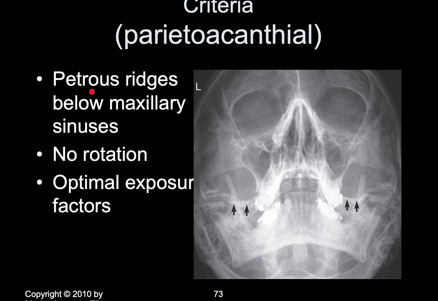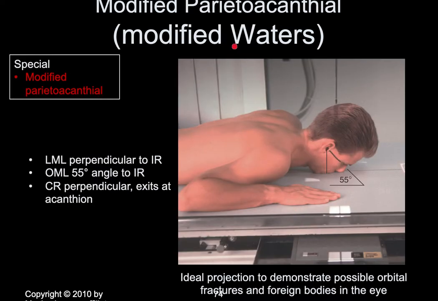Criteria for the parietoacanthial. You want the petrous ridges below the maxillary sinuses. So these petrous ridges here are below the maxillary sinuses, okay? No rotation, optimal exposure factor. So if you make that image and you're not seeing your maxillary sinuses, you are not positioned correctly. You need to adjust your patient.